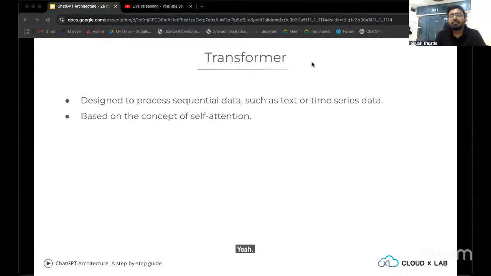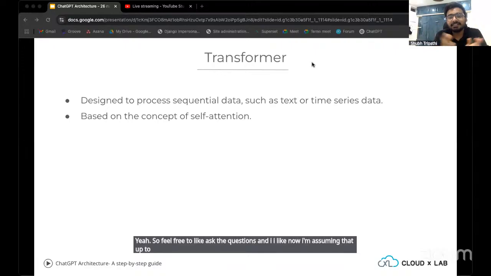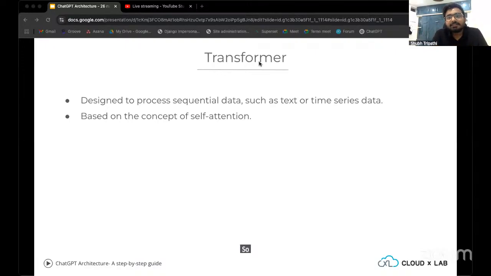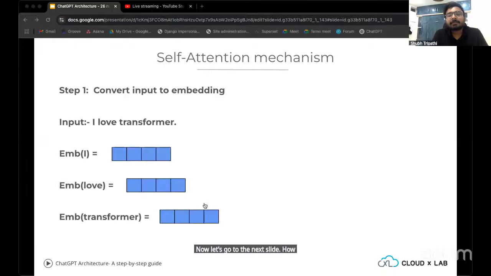So feel free to ask questions. I'm now assuming that everything up to how the model generates a word is clear to you. If everything is clear, you can also comment and say so. Now let's go to the next slide: how self attention actually works.